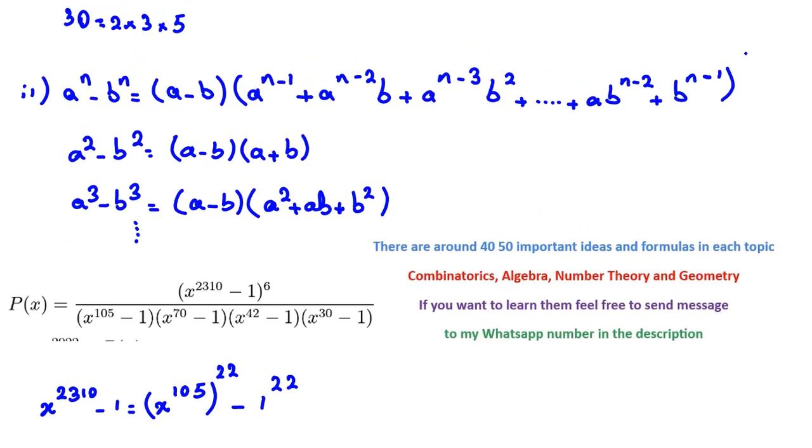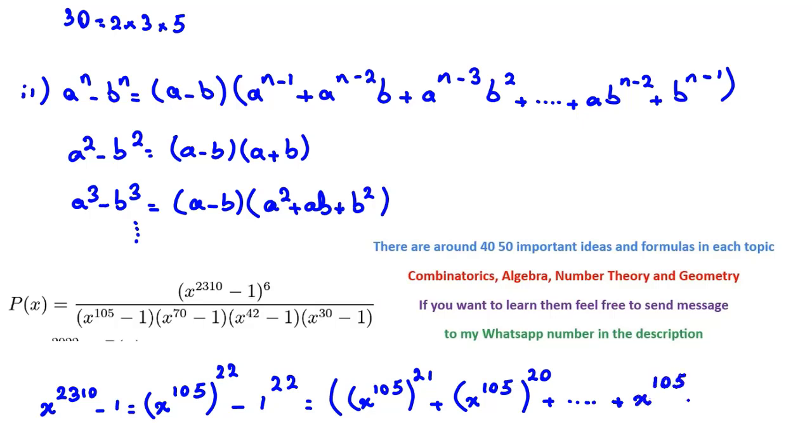Now we can use this identity. Okay, so we can write it as x to the 105 to the 21, plus x to the 105 to the 20, plus and so on, and because 1 to the power of anything will be 1, we can write it like this, plus 1, times x to the 105 minus 1.